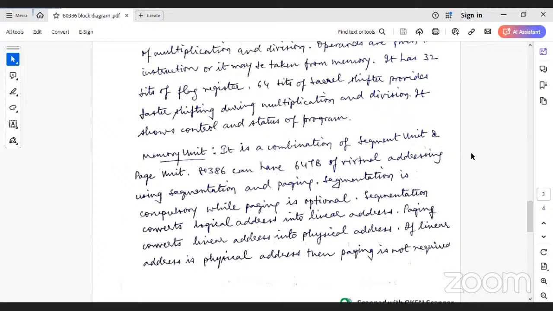And the address bus was 32 bits. With that, you could have 4 terabyte. But here you can see it is possible to interface 64 terabytes of virtual addressing using segmentation and paging. Now, segmentation is needed, but paging is optional. I told you in the control register there is one bit, the PE bit.